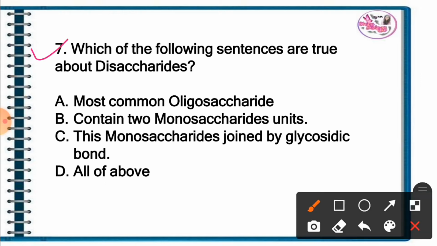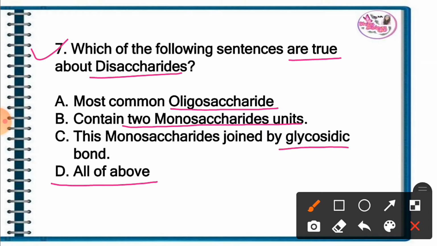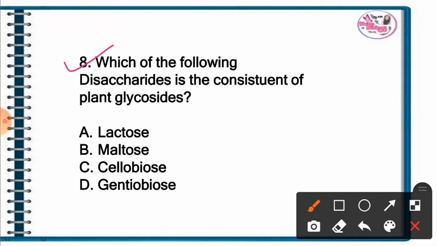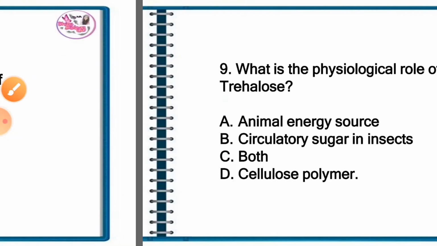Question 7. Which of the following sentences are true about disaccharides? The correct answer is option D, all of the above. The most common disaccharides are oligosaccharides and contain 2 monosaccharide units, and these monosaccharides are joined by a glycosidic bond. Question 8. Which of the following disaccharides is the constituent of plant glycosides? The correct answer is option D. Gentiobiose is the disaccharide, the constituent of plant glycosides.